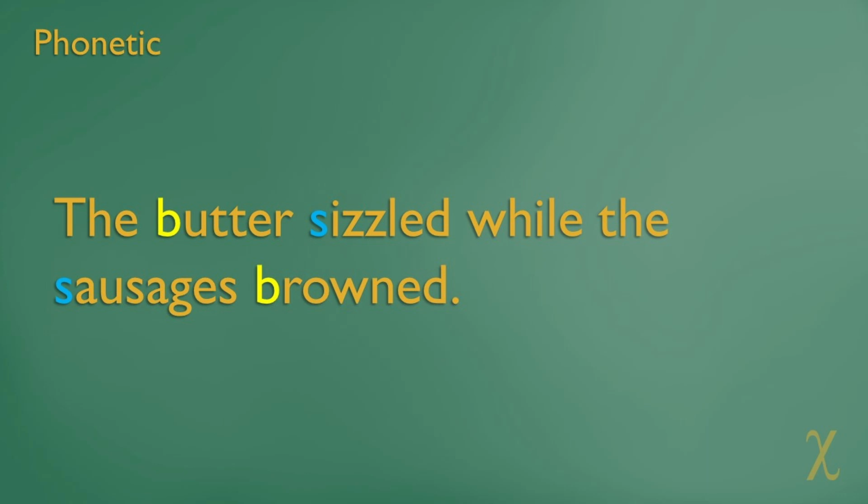Or you might play with some phonetic chiasmus, where sounds or stress patterns get the inverted repetition treatment, as in, the butter sizzled while the sausage is browned. B on the end and S in the middle. Chiasmus is a flexible tool because it works with any element of language. So long as you have repeated pairs in reversed order, you have chiasmus, and it doesn't matter if those repeated pairs are made up of the same grammatical structure, related words, or similar sounds.